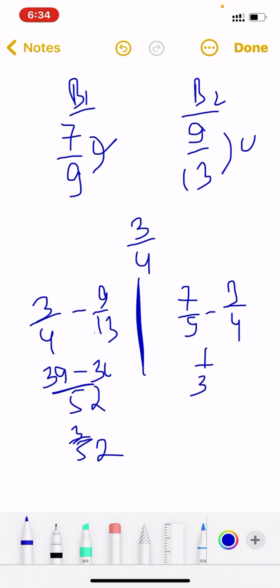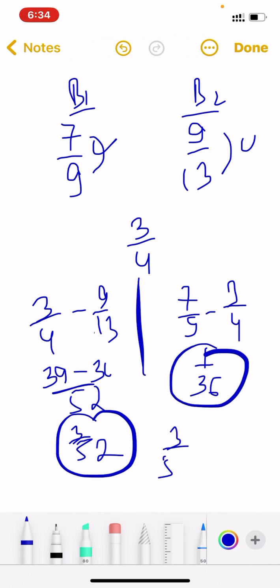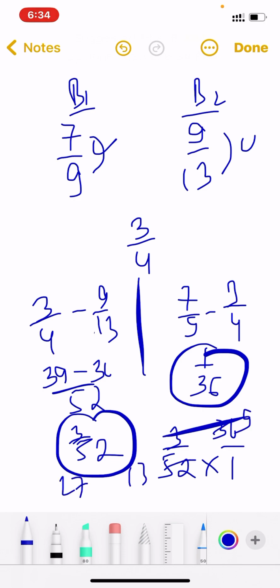So 1 by 36. So now simply the ratio of this to this will be the answer. 3 by 52 and 1 by 36, 1 goes here, 36 goes over here. 4, 9, 36, 13. So 27 by 13. 9 times 3 is 27 and 13. So 27 by 13 is the answer to this question. Question number 2 done.